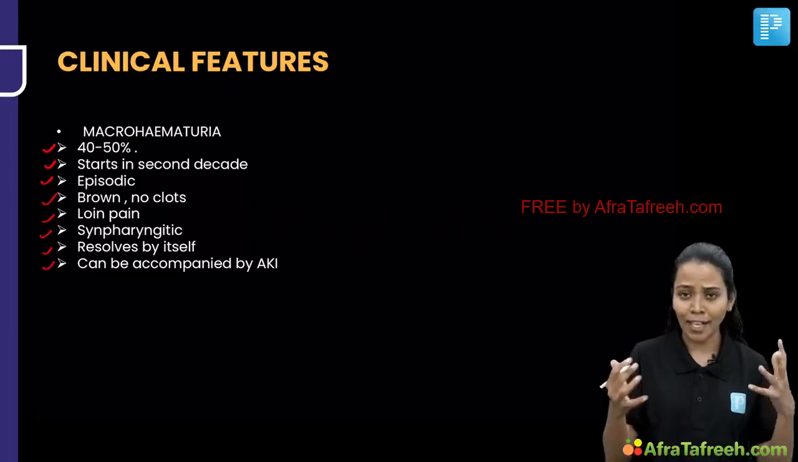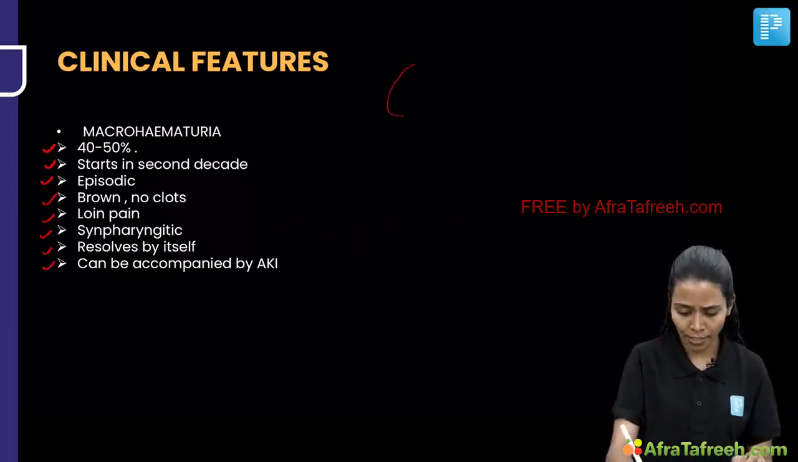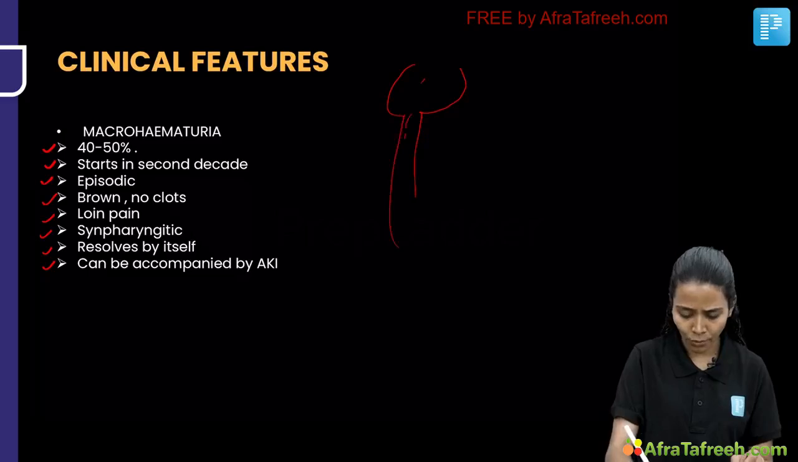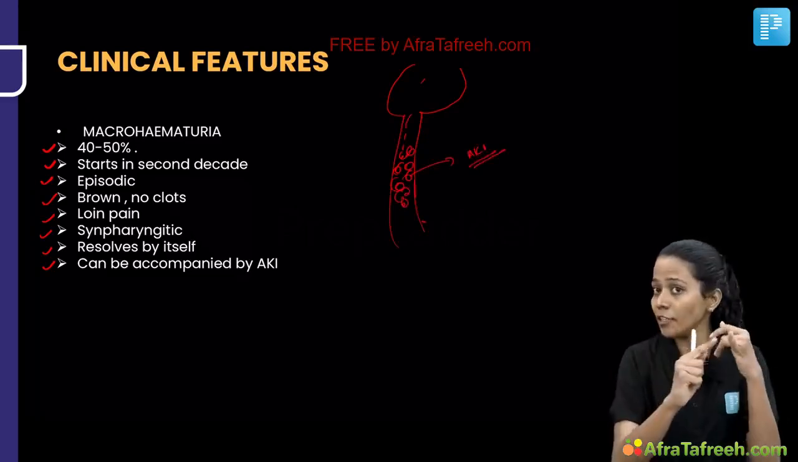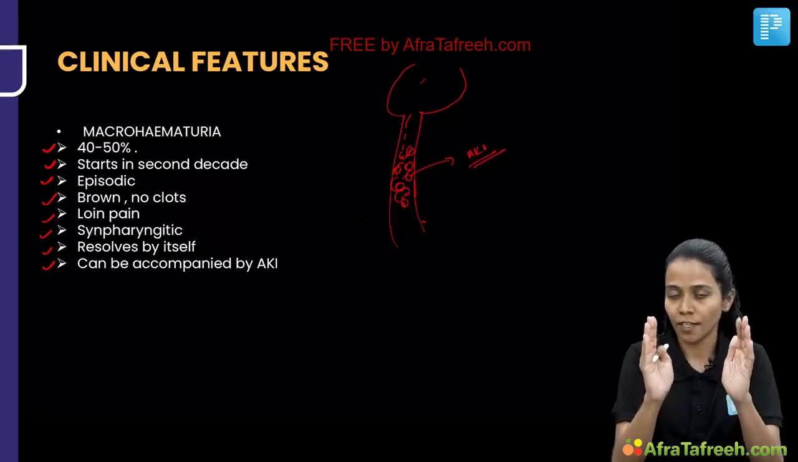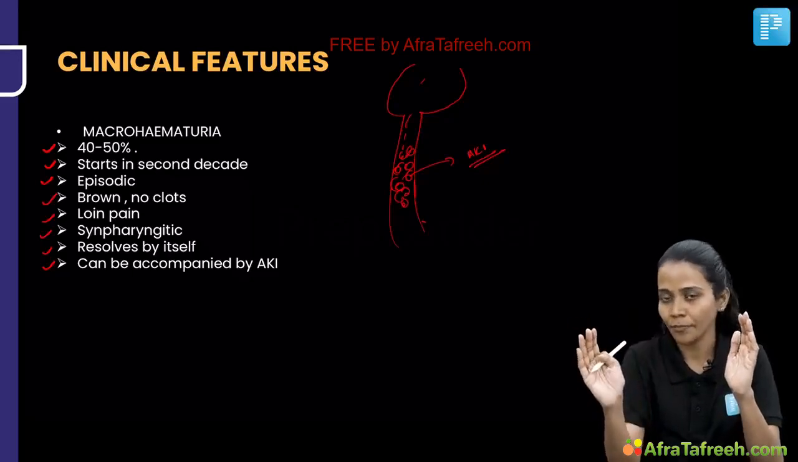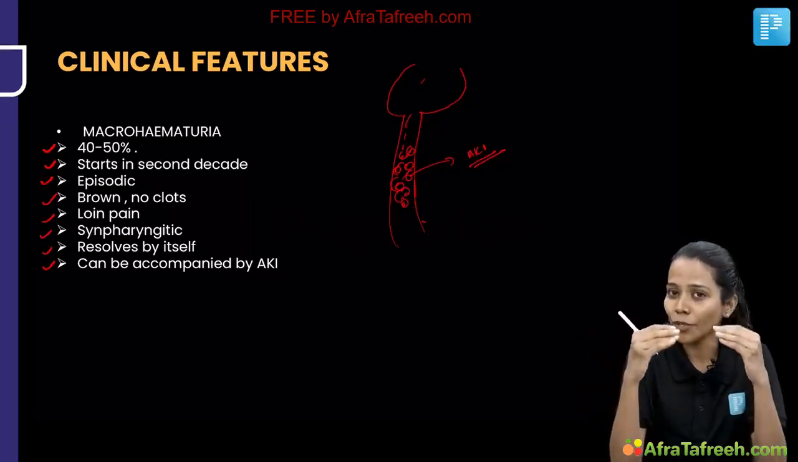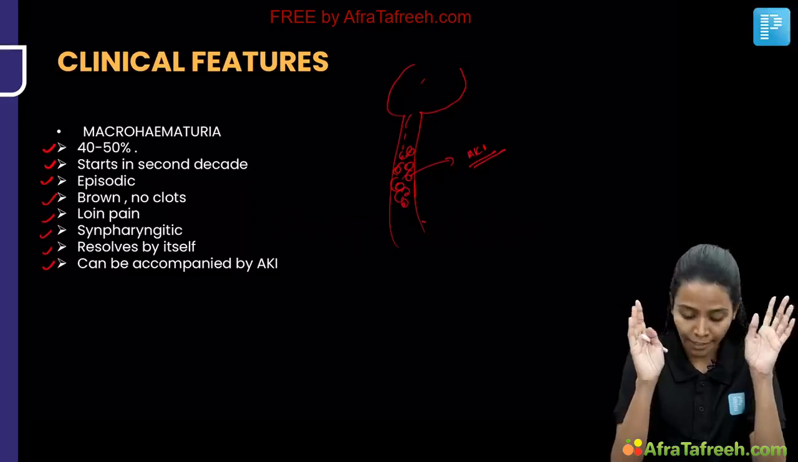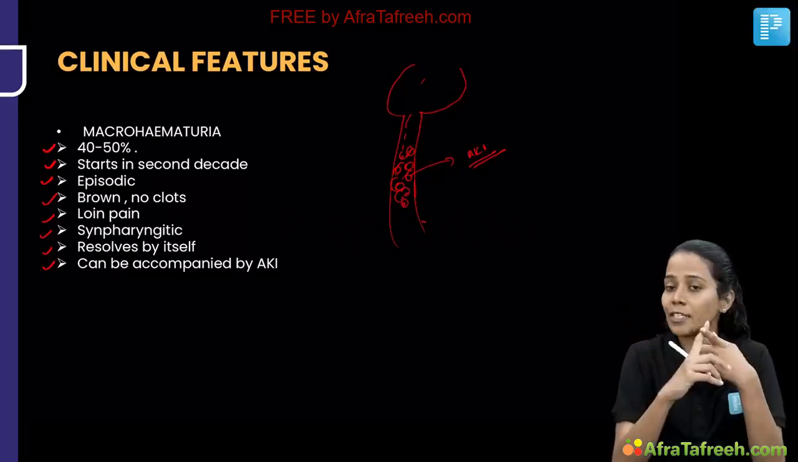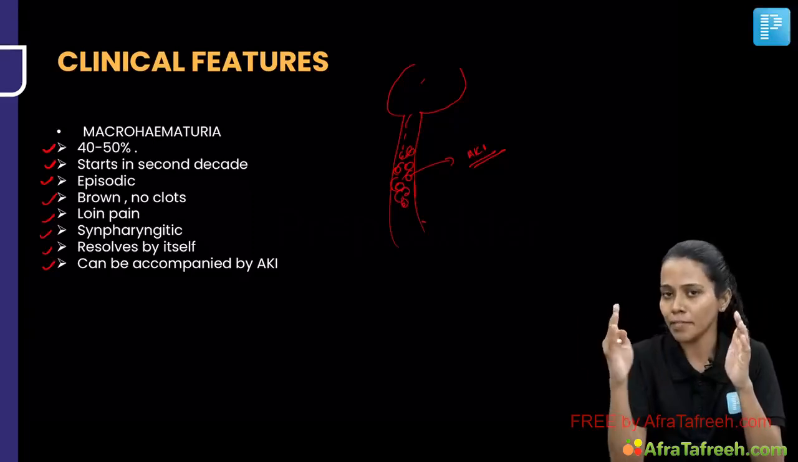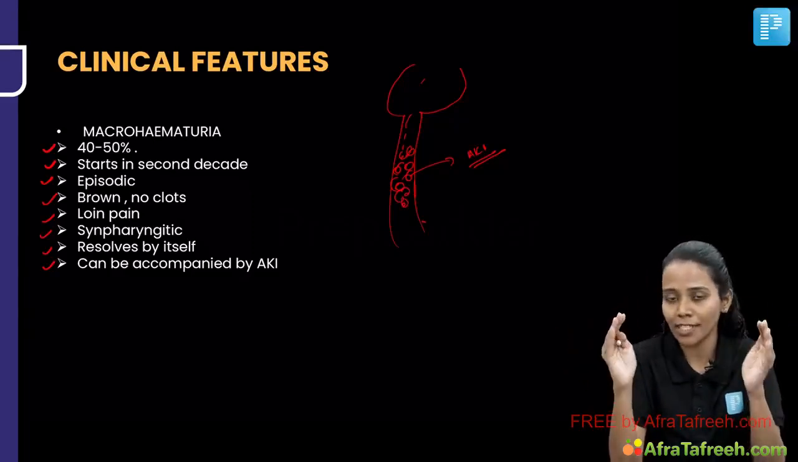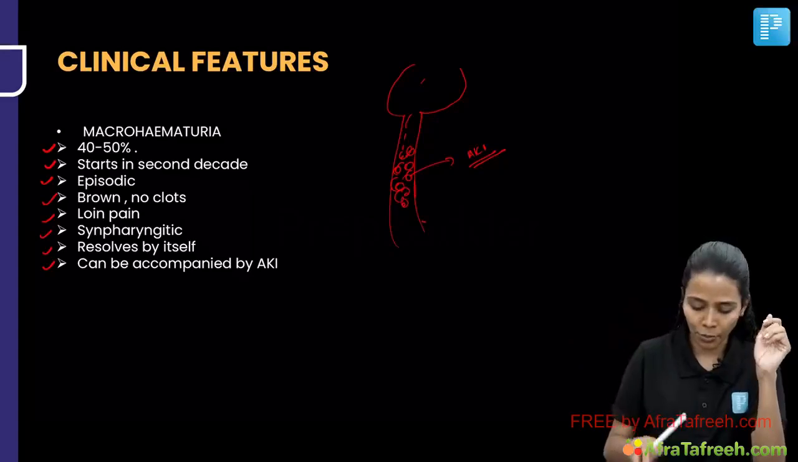And if the glomerular hematuria is massive, all this hematuria is going to come and occlude the tubules, okay? So this is going to cause AKI. So it's seen in 40 to 50% of the patients and it is mostly synpharyngitic. It's brown in color, it does not have clots and it's going to remit by itself. However, it can cause AKI and it's mostly seen in the second decade and it comes in episodes. Okay, it's not persistent. So these are the features of macroscopic hematuria.